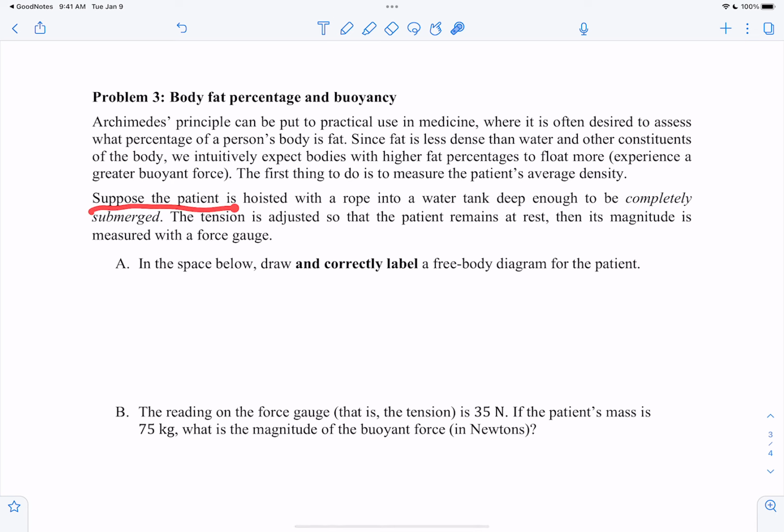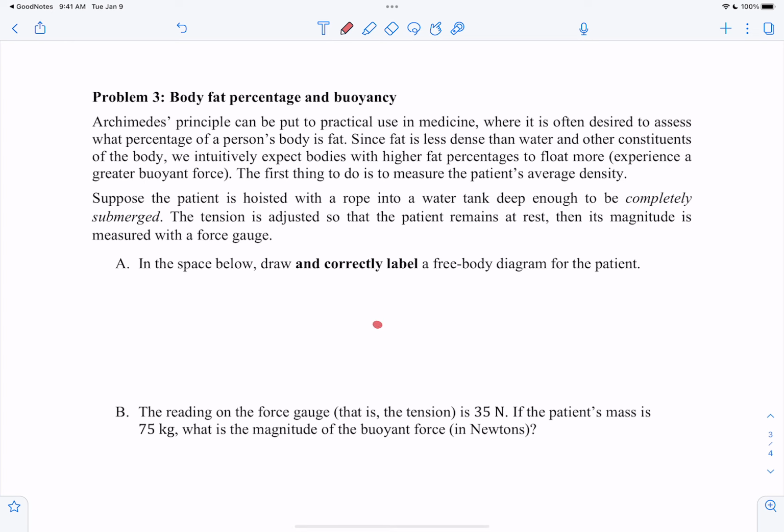Suppose the patient is hoisted with a rope into a water tank deep enough to be completely submerged, right? The tension is adjusted so that the patient remains at rest. Then its magnitude is measured with a force gauge. So part A asks us to draw and correctly label a free body diagram for the patient.